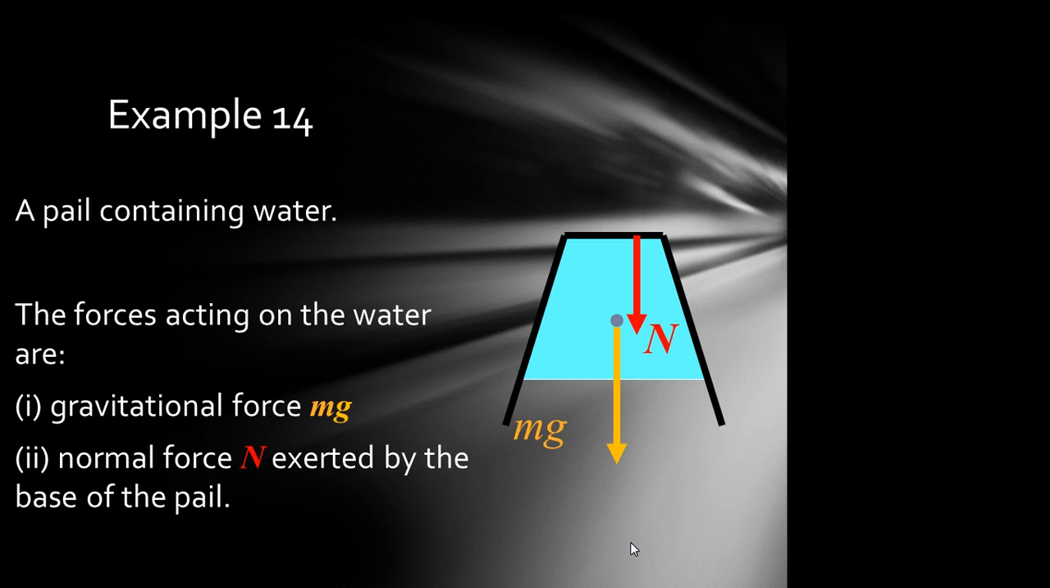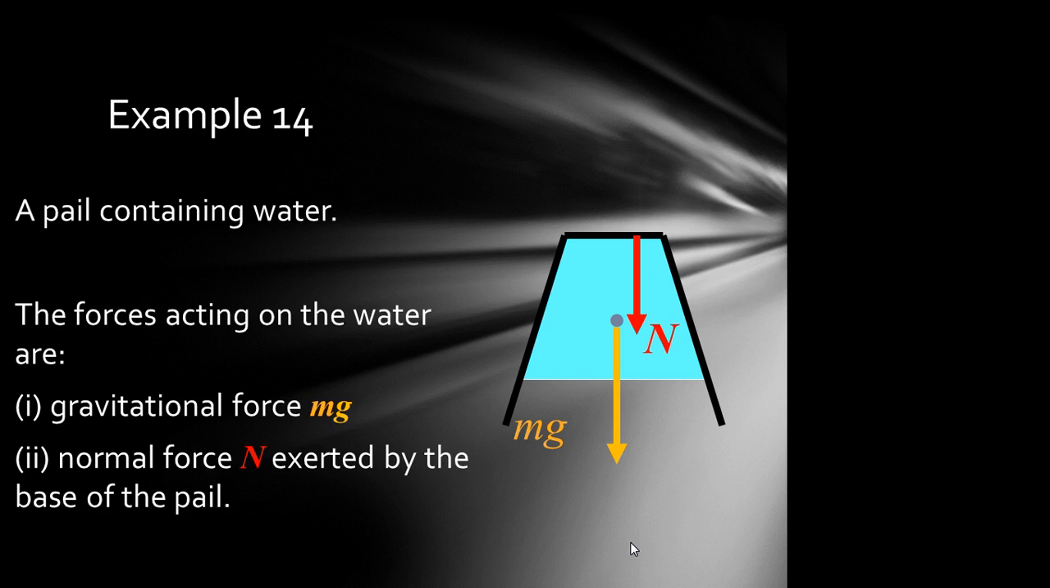Now, we identify all the forces acting on the body of water. Take note, we're not talking about the pail. The pail can move in circular motion just fine. We've done examples of this before, right? But the water is the one that seems to be a bit tricky. How come the water does not flow downwards but continues moving in a circle? Right, so all the forces acting on the water are labeled in this diagram.